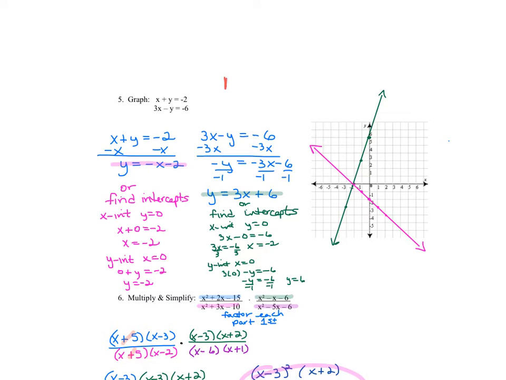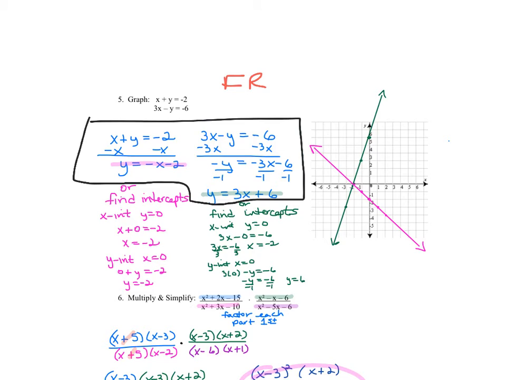Now, for this one, I did it 2 ways. I first did it putting them both in slope-intercept form, y equals mx plus b, and graphed it using that method. Or the other method for graphing is you could find the x and the y intercepts and then connect the points. It doesn't matter how you do it, just show me one method and produce the graphs. And you're graphing them both on the same coordinate plane.